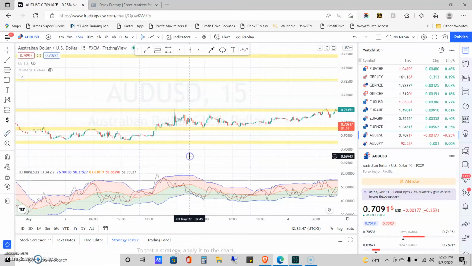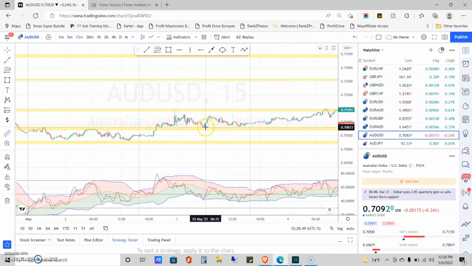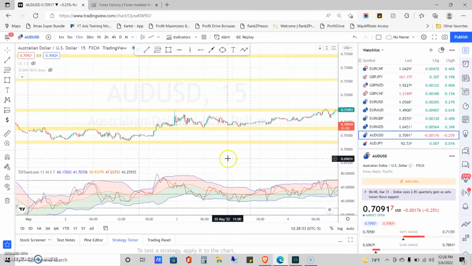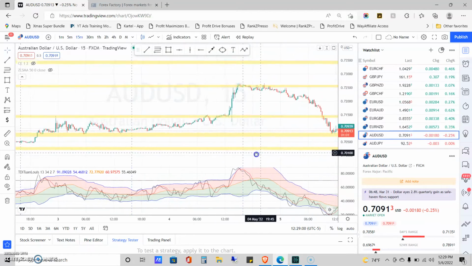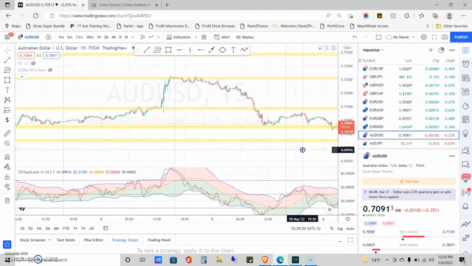there's 89 pips just from that one move. By the time you got back home from work, you could have caught another 50. You know, that's a good day right there. 90 plus 50, that's 140 pips on one pair. So this can be done, guys. It's just a matter of how bad do you want it.